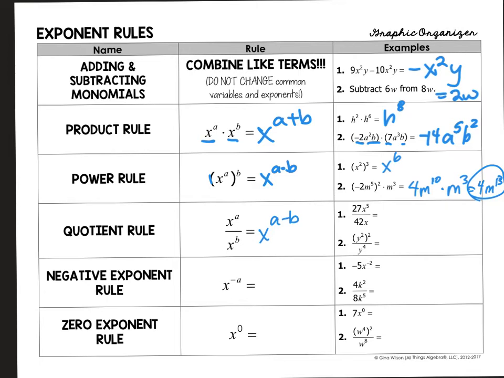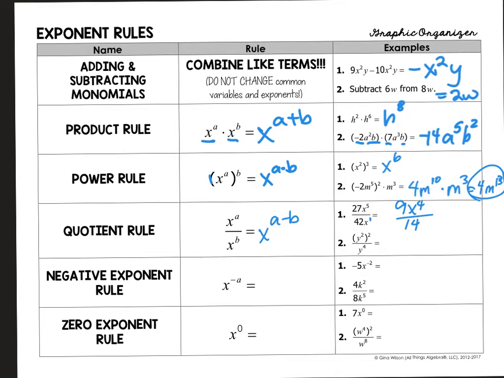So if we look at problem 1, the 27 over 42 is just a fraction. You're going to simplify it like you would any other fraction. So 27 and 42 can both be divided by 3, and it becomes 9 over 14. For the x's, you've got 5 minus 1, so that becomes x to the 4th, and it goes up in the top. Let me rewrite that a little bit cleaner. So it's 9x to the 4th over 14. And I got the x to the 4th by subtracting 5 minus 1. I got the 9 over 14 by reducing 27 over 42.